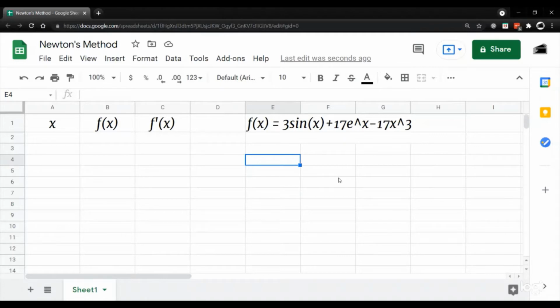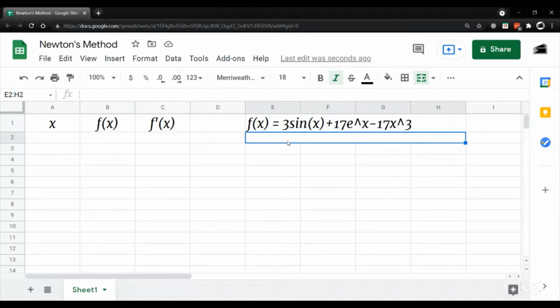Alright, let's suppose that we were given the function f of x is equal to 3 sine x plus 17e to the x minus 17x cubed, and we are asked to find a 0. So we are asked to find where this is equal to 0. Well, this is something that we don't really want to compute by hand, and so what we can do is use Newton's method.